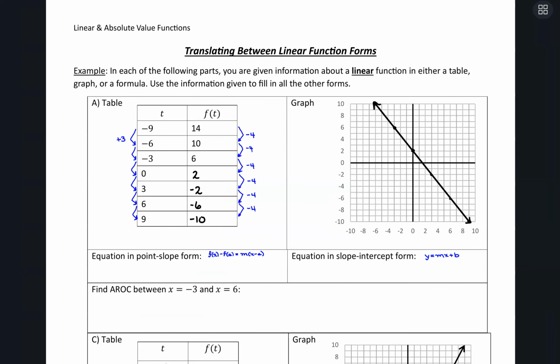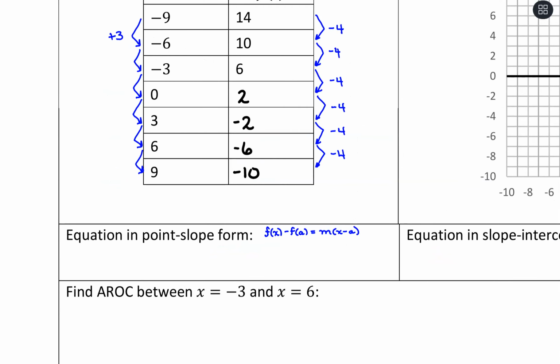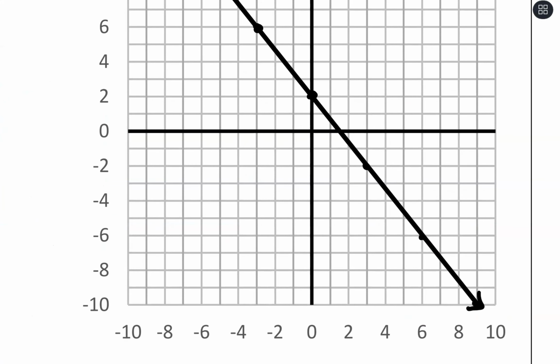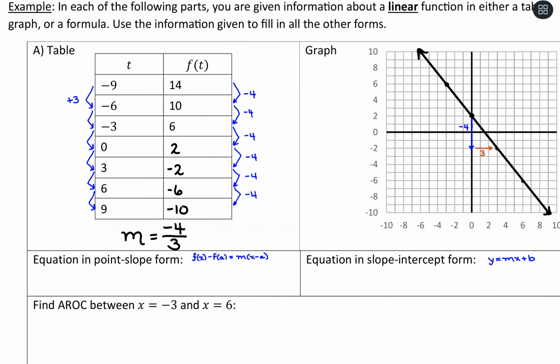Okay, so now putting this into point-slope form, what we're going to need is our slope. And what we could do is we could grab that from this table or from the graph, but what we're seeing is change in outputs, we were taking away 4, over change in inputs, which is where we were adding 3 each time. So we have a slope of -4/3, which we also see in our graph. We could look at our change in output. So we went down 4, right 3. So we'd have a -4 over a +3. So either way, that gets us our slope.